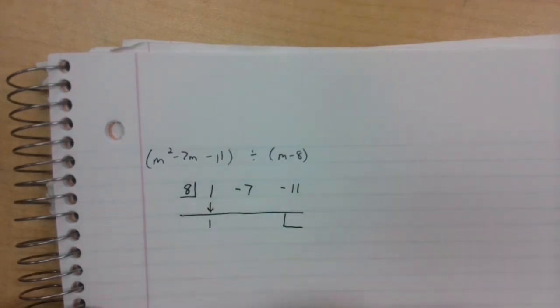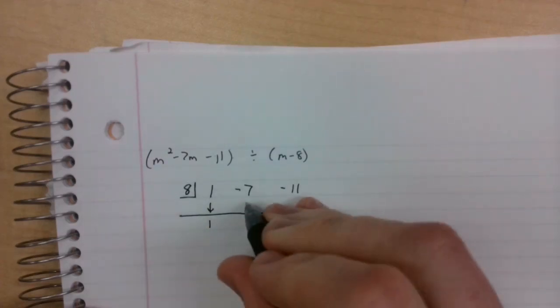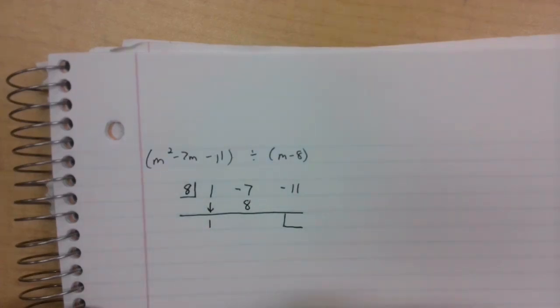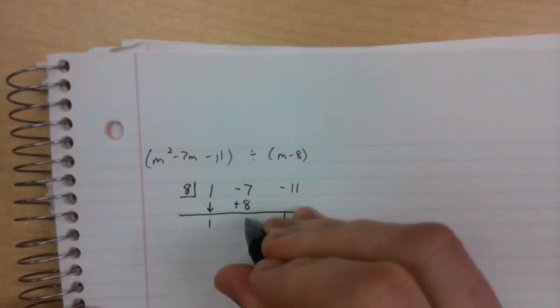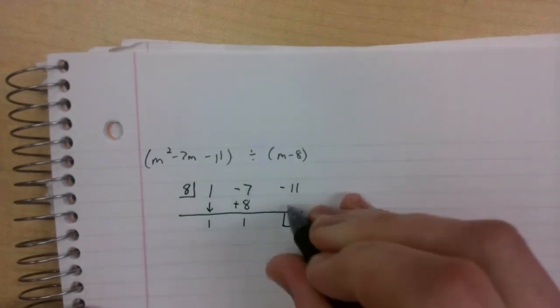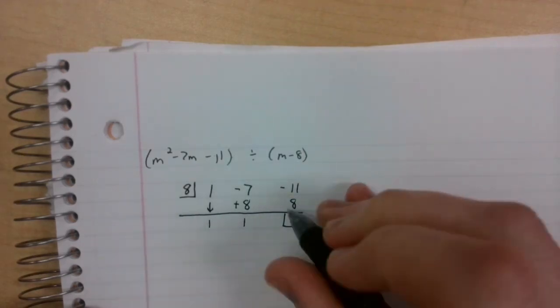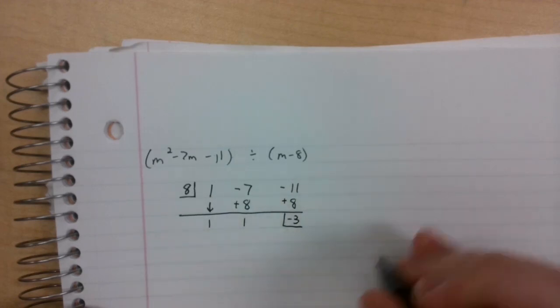Now this first number you always bring down immediately. So you just bring the 1 down. Now I'm going to multiply it times the number in the box. 1 times 8 is 8. Now I'm going to add these two. Negative 7 plus 8 is going to be positive 1. Now I multiply by the box again. 1 times 8 is 8. Now I add these two. Negative 11 plus 8 is negative 3.